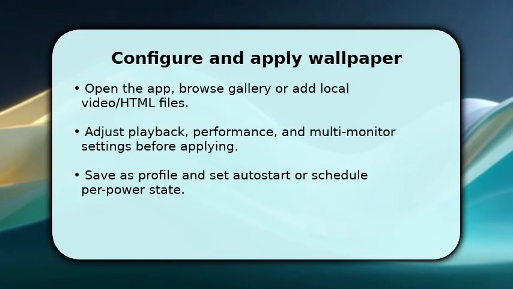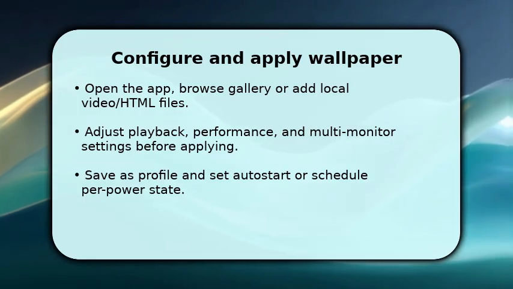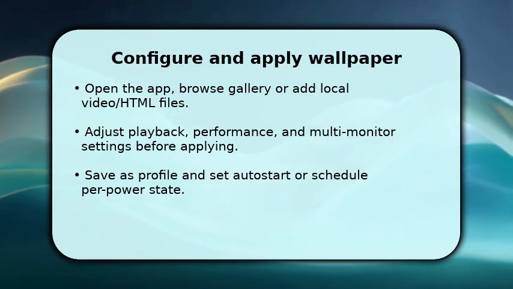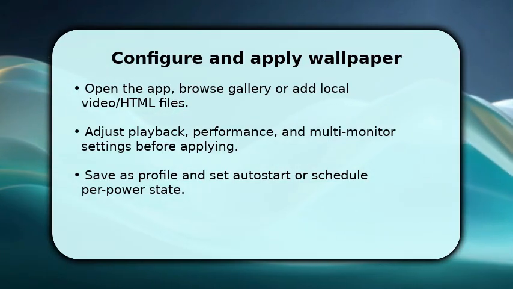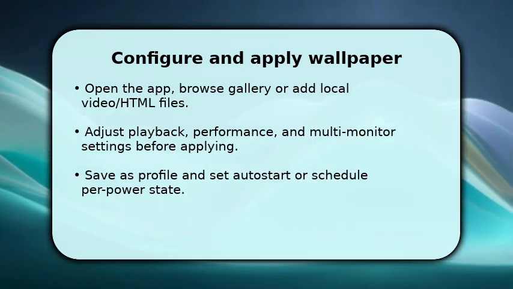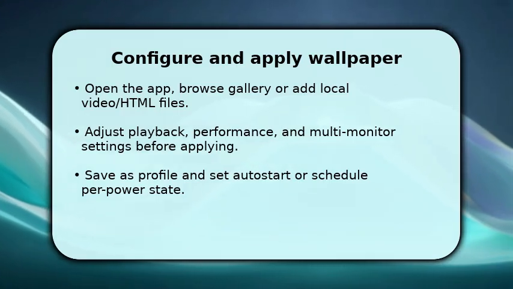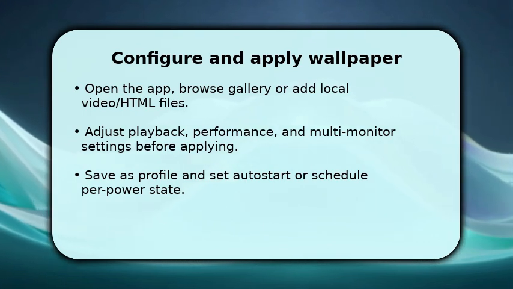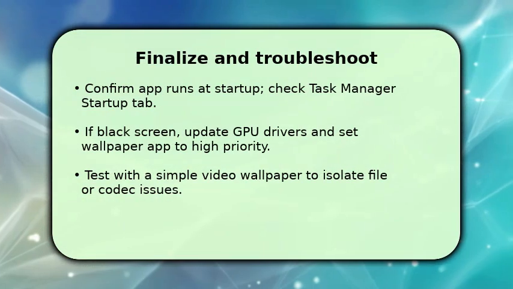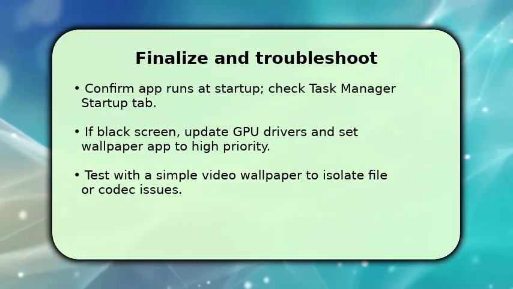Now open the Live Wallpaper app and import a wallpaper or choose from the gallery so you can test visuals immediately. Once imported, tweak playback options, frame rate, pause on battery, and GPU usage, because balancing visuals versus performance keeps your machine responsive. If you have multiple monitors, map wallpapers to displays and use crop or stretch options to match aspect ratios. Make sure to save the configuration as a profile and enable auto start, so your chosen wallpaper loads after reboot. Finally, verify the wallpaper persists by restarting and checking the Task Manager Startup tab so it runs automatically.